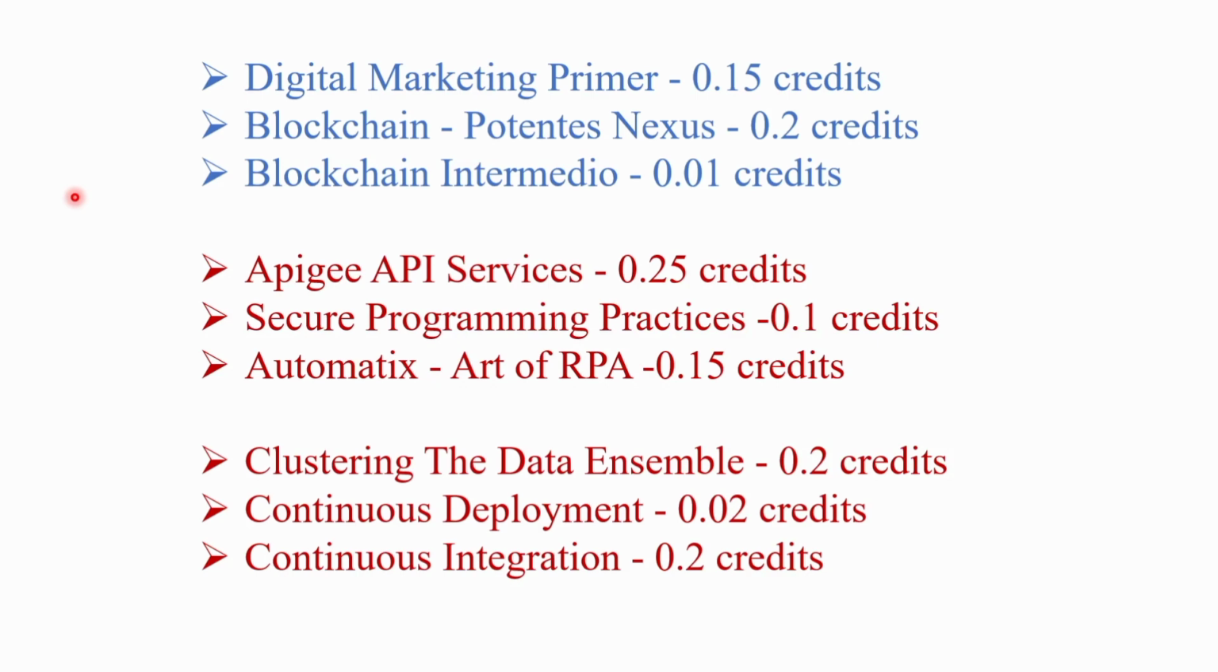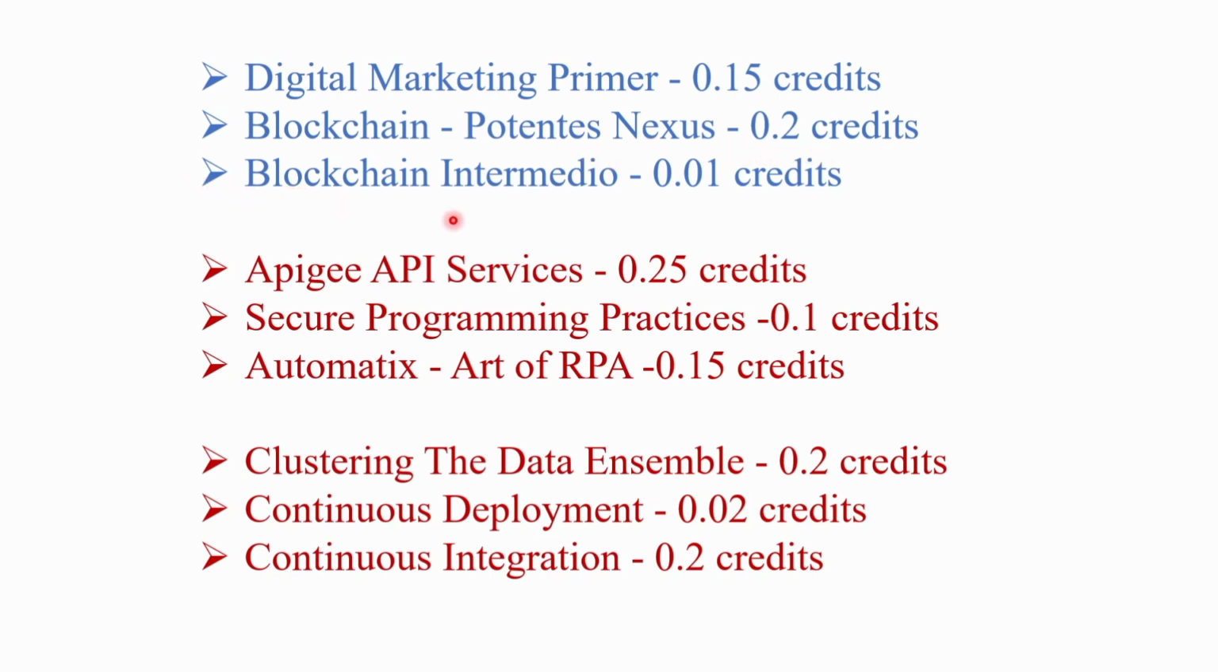So if you want to get a T factor greater than 1, then these courses will help you definitely, because these courses do not have any hands-on assignments and they only have MCQs in between them. Okay, so you can do it quickly. So the first course is Digital Marketing Primer, which is for 0.15 credit. Then you have Blockchain Pro-10S and Nexus, that is 0.2 credits.